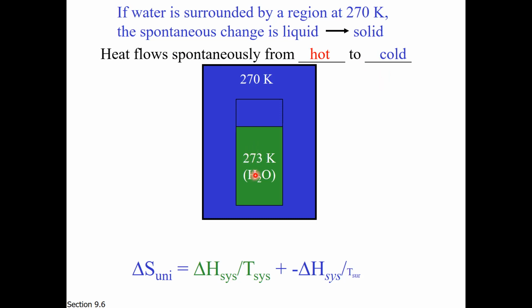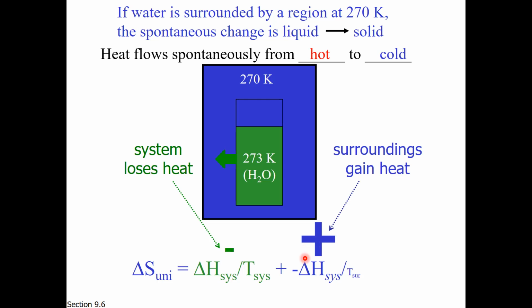So we have a warmer area here and a colder area here. So we know that heat is going to flow out of the liquid water. So our system will lose heat. So this will have a negative value. Our surroundings will be a negative, which gives us a positive because the surroundings will gain heat.